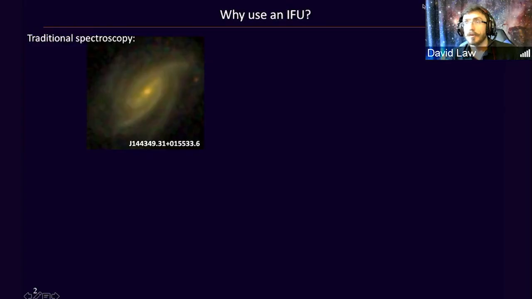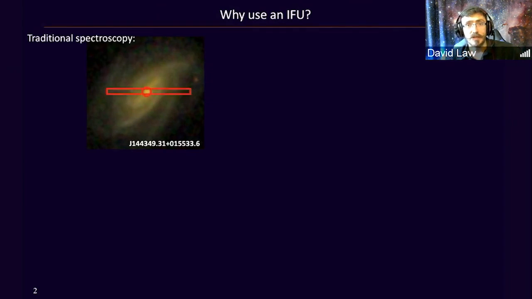Why do we want to be using an IFU in the first place? One of the main answers is because it gives us a lot of information that traditional spectroscopy just doesn't. If you're interested in looking at a galaxy, here's an example image from SDSS. With traditional Sloan spectra, you've got a little fiber right down the middle of the galaxy that you're getting your information from.